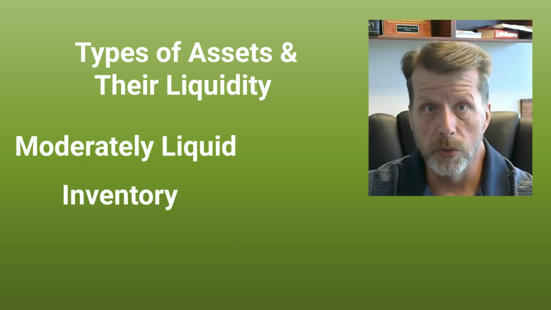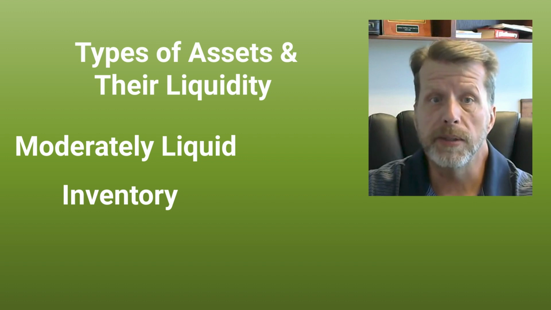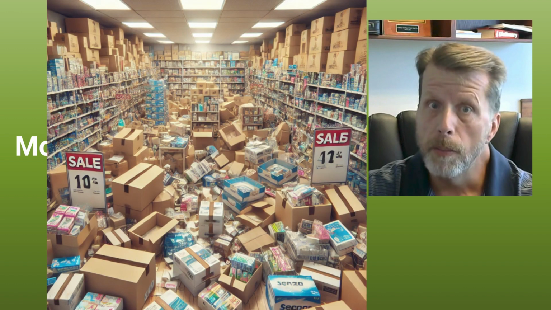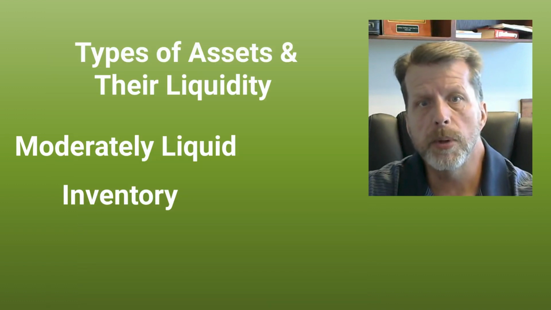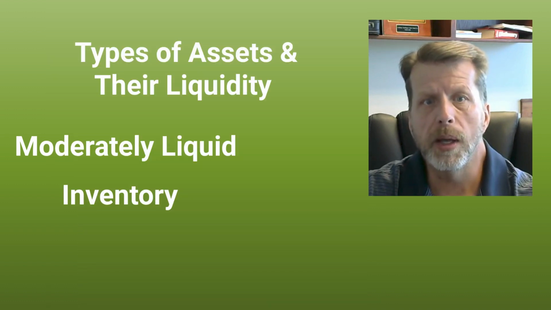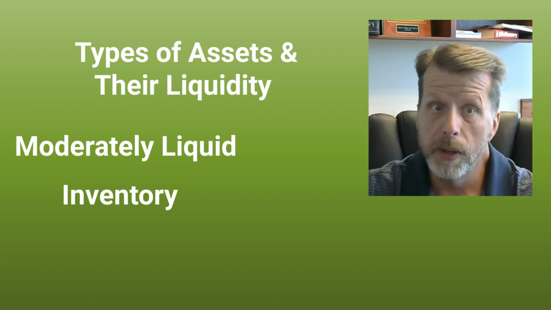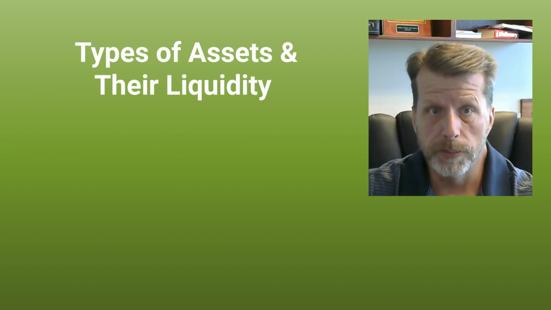Then we have inventory. These are the products you have ready to sell. It's like trying to sell your comic book collection. Might take some time, but you'll get there. Inventory is moderately liquid because while you expect to sell it and convert it into cash, it can take some time, especially if sales are slow or you have overstocked items.